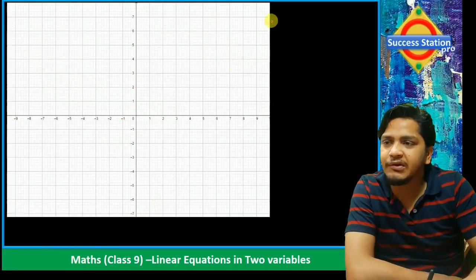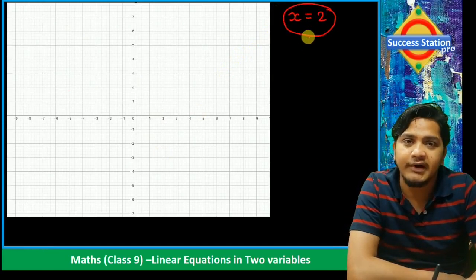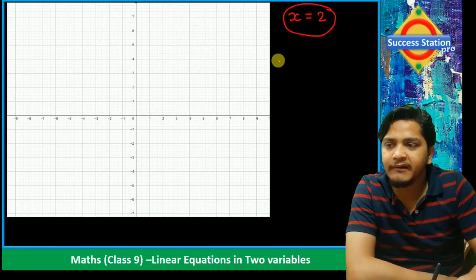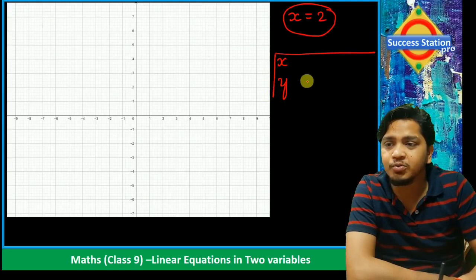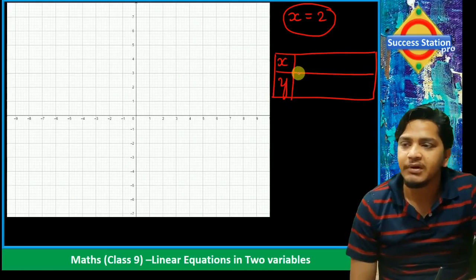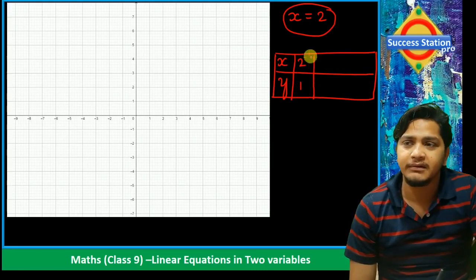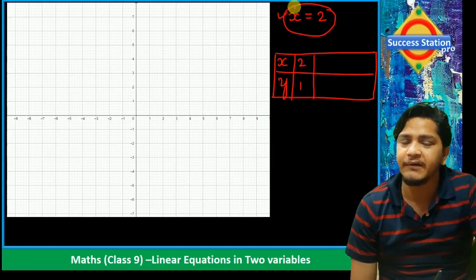What is the equation of x equal to 2? The equation is given as x equal to 2. How will you draw a graph for this? Here you have x, y. Now it is saying x equal to 2. Now it is a universal truth. Because it is saying x equal to 2, we have x equal to 2, y equal to 1, right? And you have to draw the graph of x equal to 2.